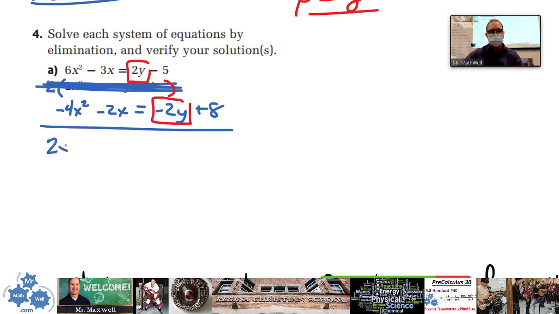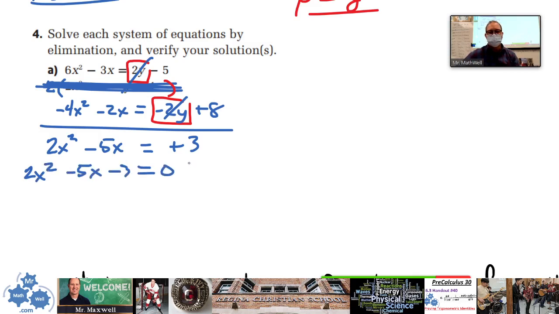6 minus 4 is 2 x squareds. Negative 3 plus negative 2 is negative 5x equals, the y's are completely gone. That's awesome. Negative 5 plus 8 is plus 3 on this side. All right, so we look like we got a quadratic. We need to do this, 2x squared minus 5x minus 3 equals 0. We need to have that equals 0 there.